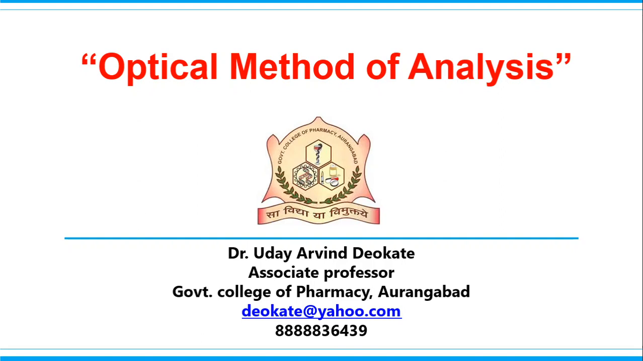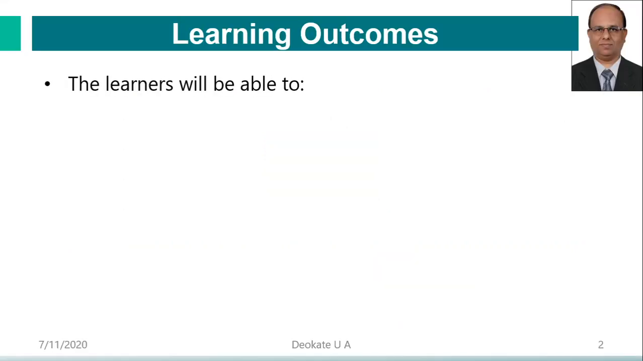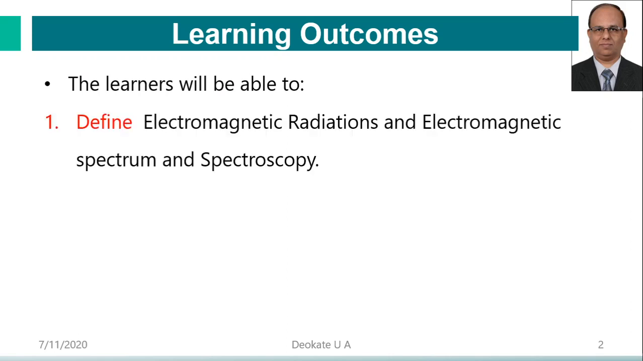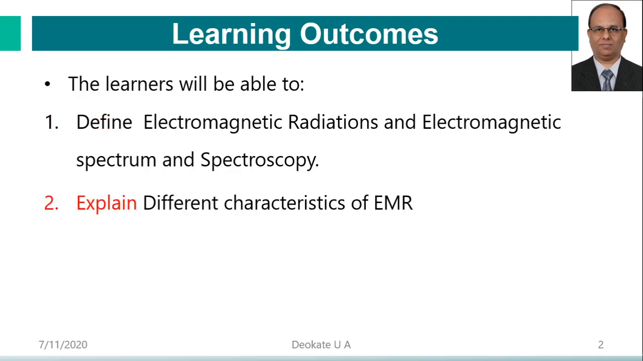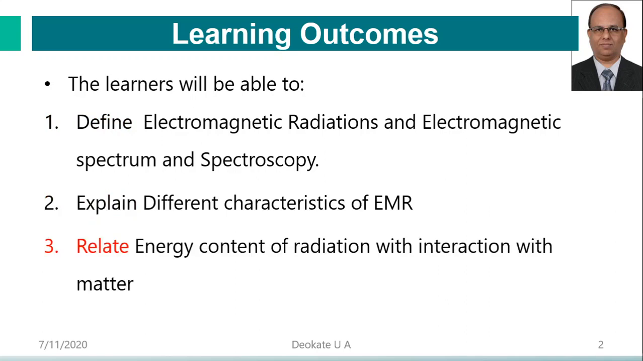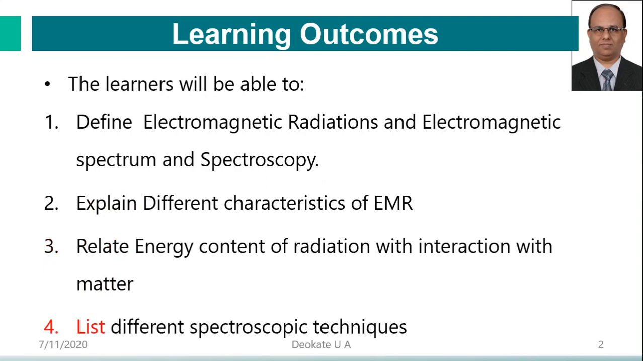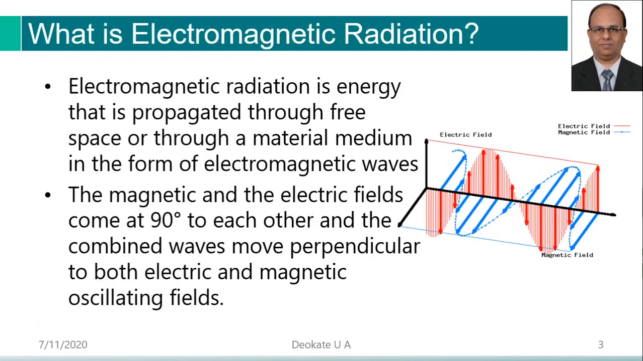Today we will learn the learning outcomes of today's lecture. The learner will be able to define electromagnetic radiations, electromagnetic spectrum and spectroscopy, explain different characteristics of electromagnetic radiations, relate energy content of radiation with interaction with matter, and list different spectroscopic techniques. These are the learning outcomes of today's lecture.